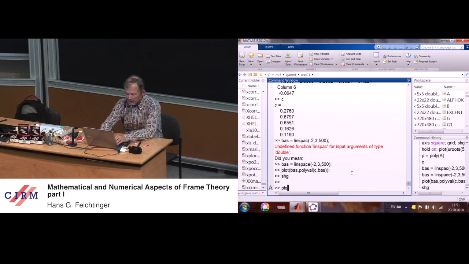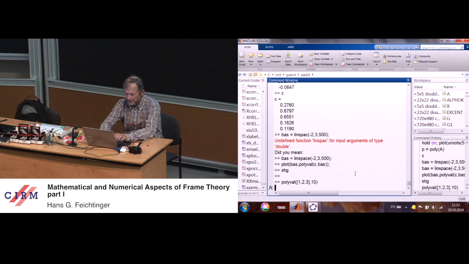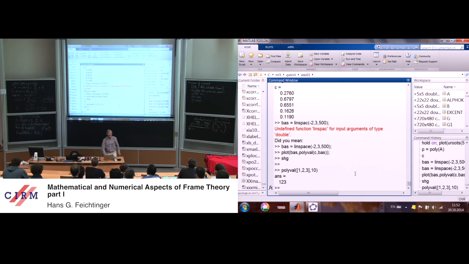Now, what is another harmless example? What is polyval of 1, 2, 3 at 10? Clearly, that's 123. When you see 123 somewhere, maybe the price of, I don't know, a hotel room or so, then you know it's 123, and it's 1 times 100, 2 times 10, 3 times 10 to the 0. So it's very natural to say, well, the length of the vector already tells you.